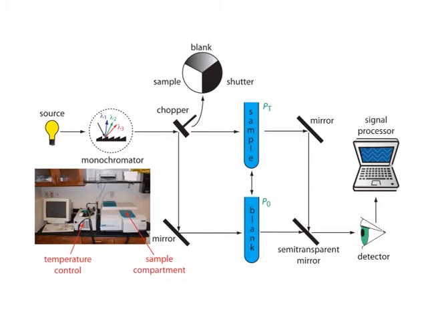The chopper's known speed of rotation is used by the signal processor to resolve the signal reaching the detector into the transmission of the blank, P0, and of the sample, PT. It is possible to continuously adjust it to 0% transmittance by including an opaque surface as a shutter.